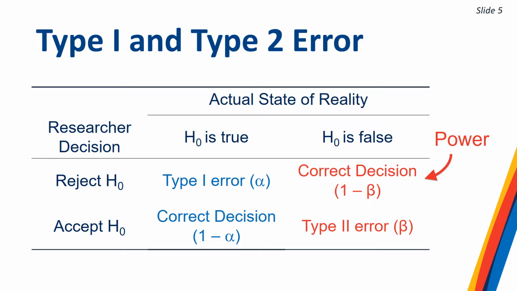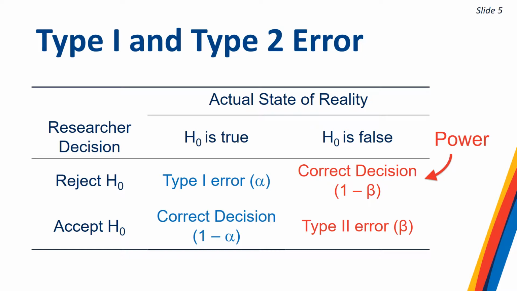Now in cell B, you represent the possibility of correctly rejecting a false null hypothesis. And in cell C, we represent the possibility of, again, correctly accepting a true null hypothesis. These are represented by the expression 1 minus beta and 1 minus alpha, respectively. Because remember, alpha is the probability of making a type 1 error. And beta, as you can see in cell D, is the probability of making a type 2 error.